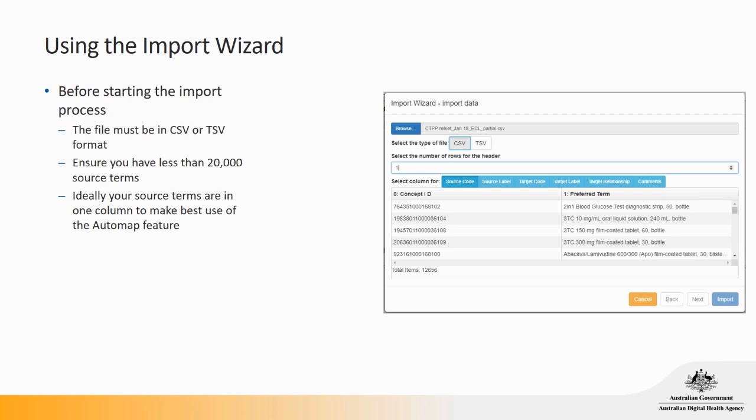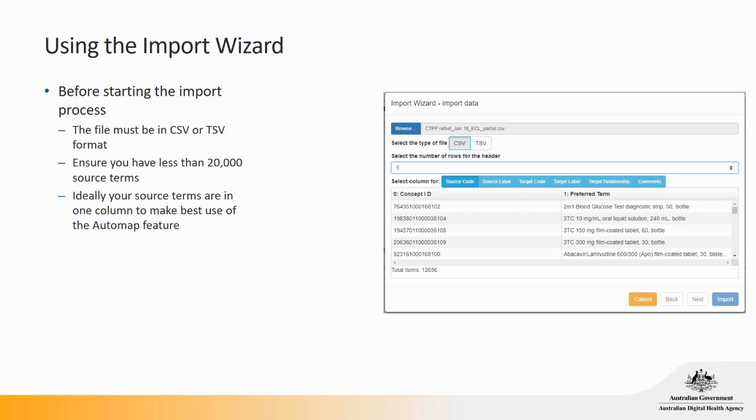If you have more than that, you will need to split the file into smaller chunks, and in reality, this might make the mapping exercise more focused and easier to do. The other thing you need to prepare is that all your source terms are in one column. What that means is, taking medicines, for example, if my source data had brand name, form, strength, pack size, and container type in each individual column, I would need to concatenate that into one cell so that the tool doesn't need to take several columns into account.